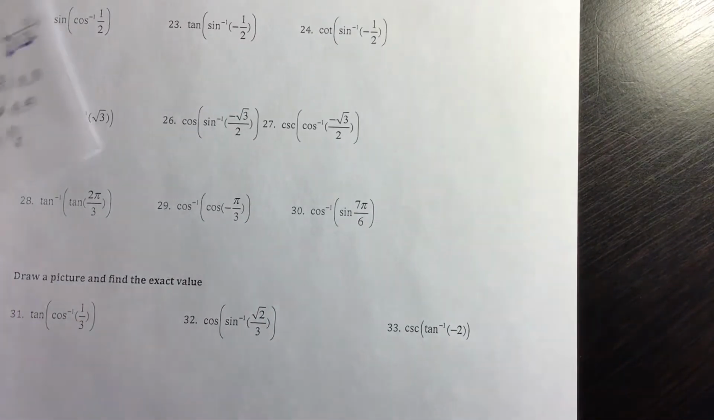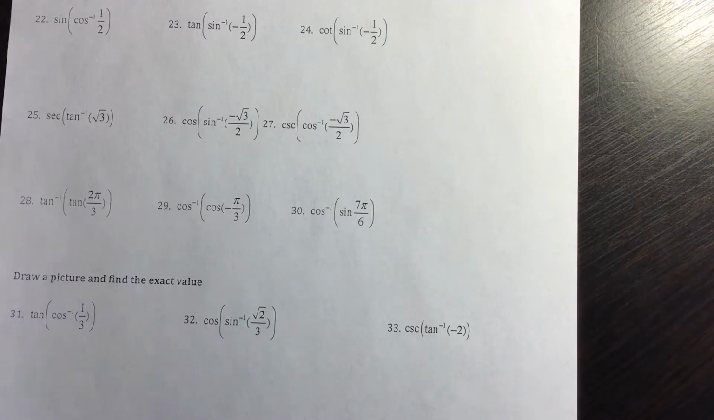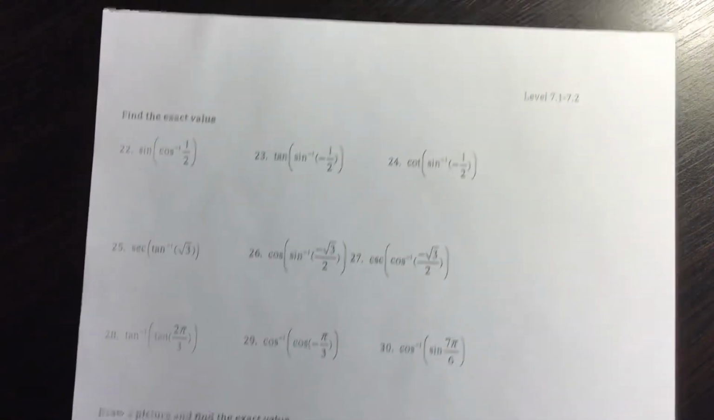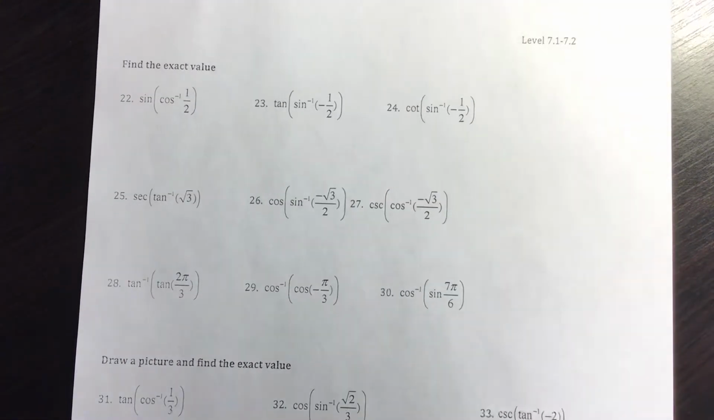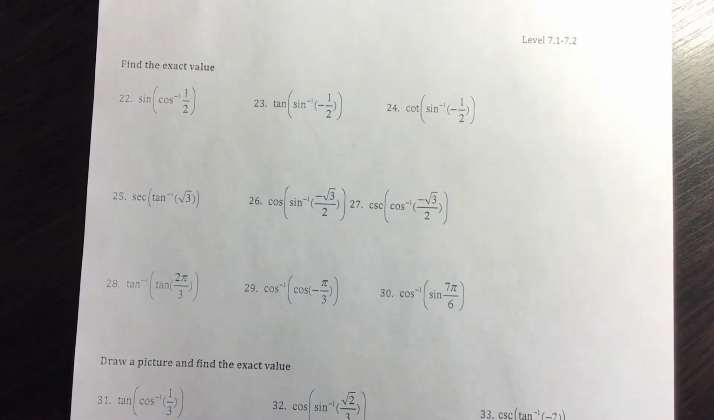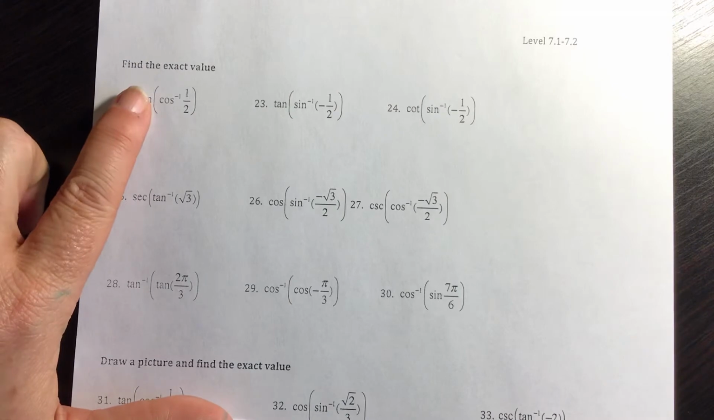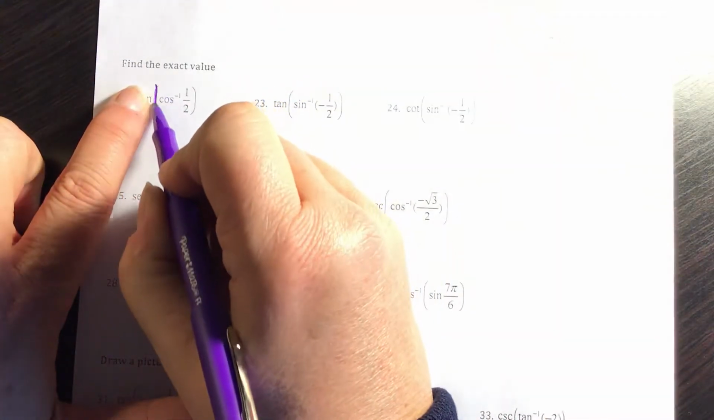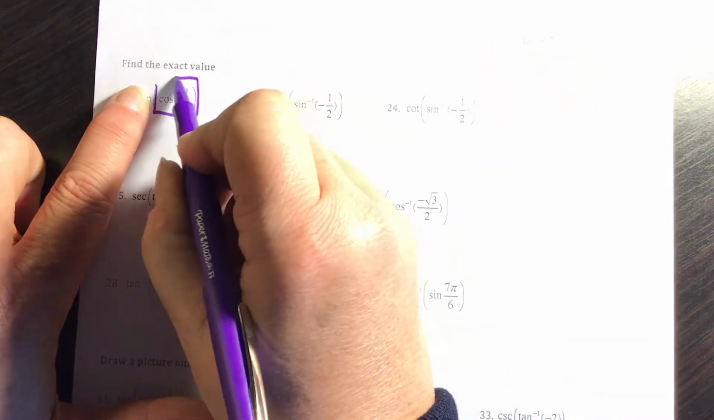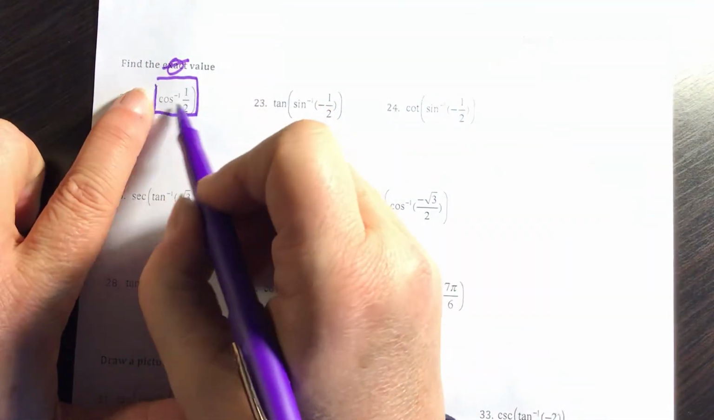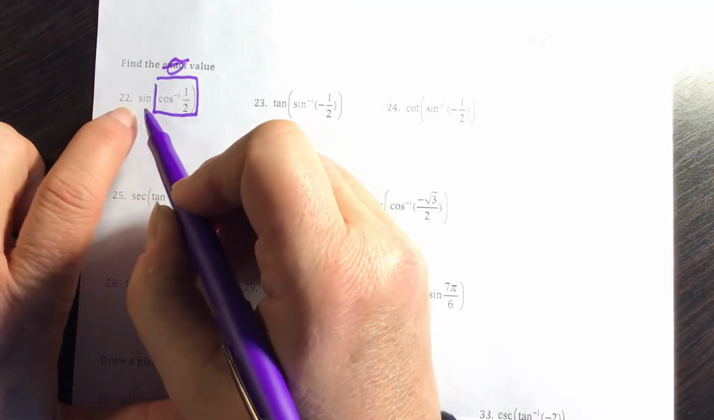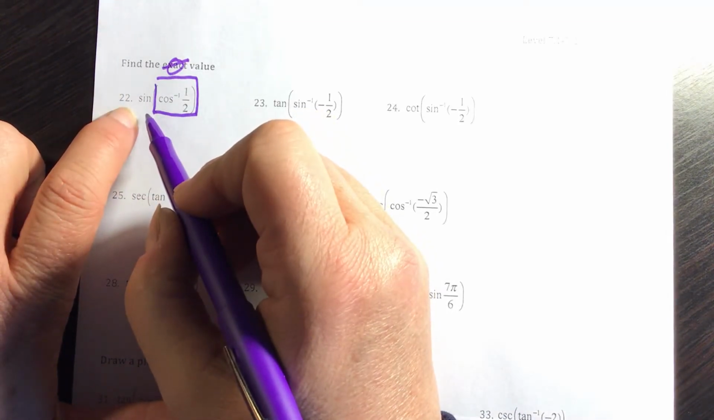Number 22. Now we're finding the exact value. All right, so the first thing we have to do is work inside. The inverse cosine represents an angle. So whenever we find that angle, then we're going to find the sine of that angle.